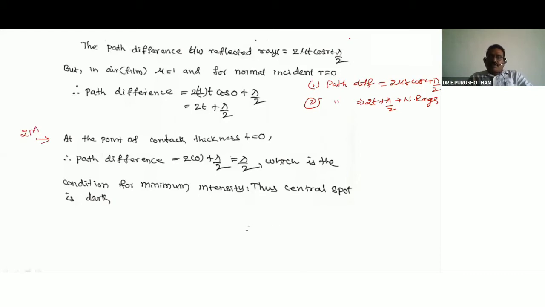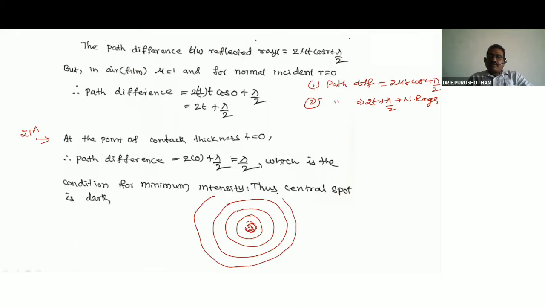We observe this dark spot at the center. Around this dark spot, we observe dark and bright fringes, circular rings. So this is the dark spot at the center, and this is the dark ring.